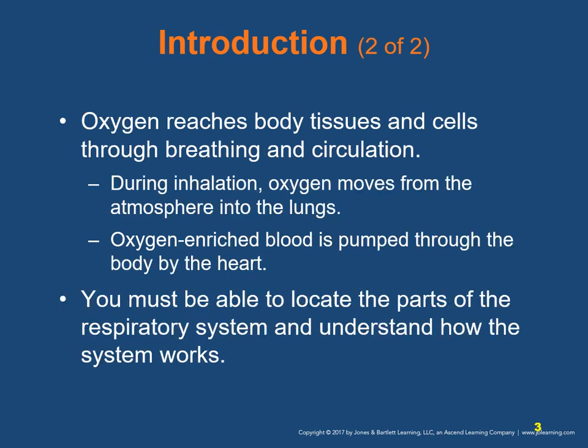Oxygen reaches body tissues and cells through two separate but related processes, breathing and circulation. During inhalation, oxygen moves from the atmosphere into the lungs. Oxygen then crosses the alveolar membrane and attaches to hemoglobin by a process called diffusion. Red blood cells carry the hemoglobin, and therefore oxygen, through the body, ultimately delivering it to the capillaries to oxygenate body cells. At the same time, carbon dioxide produced by the cells and the tissues of the body moves from the blood into air sacs by diffusion.